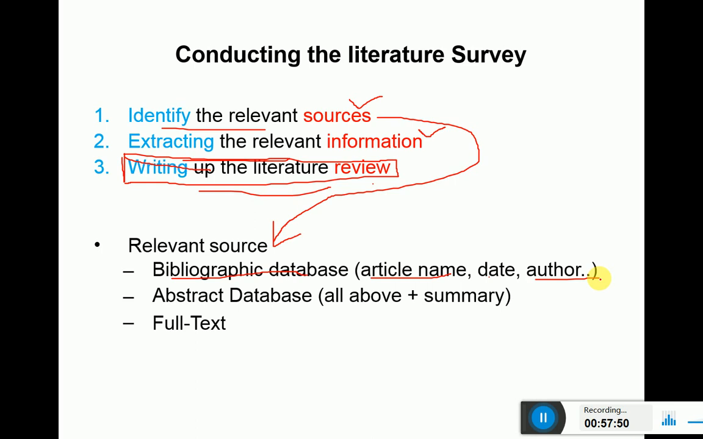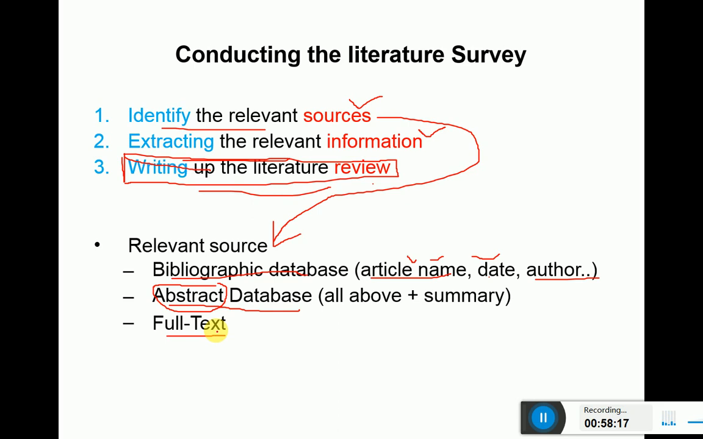Next is abstract database. Abstract database is a database which will give you only the summary of the thesis. And full text database will show you the article, the author name, publication date, page, summary, and also allow you to download. Some of these databases are free and some are paid.